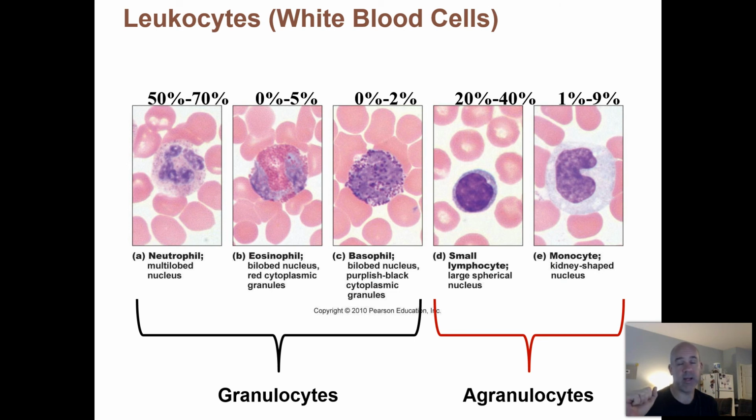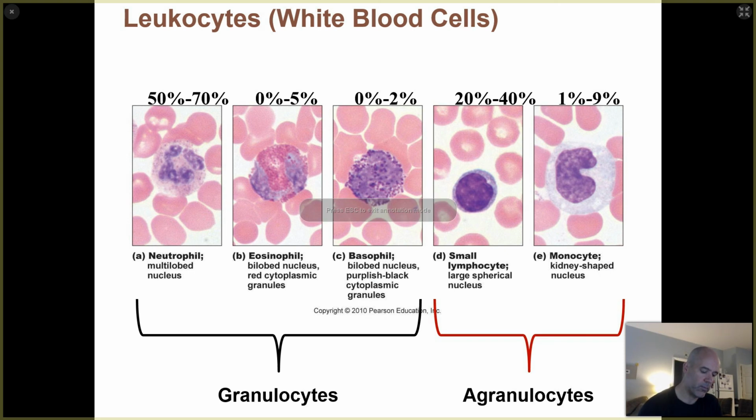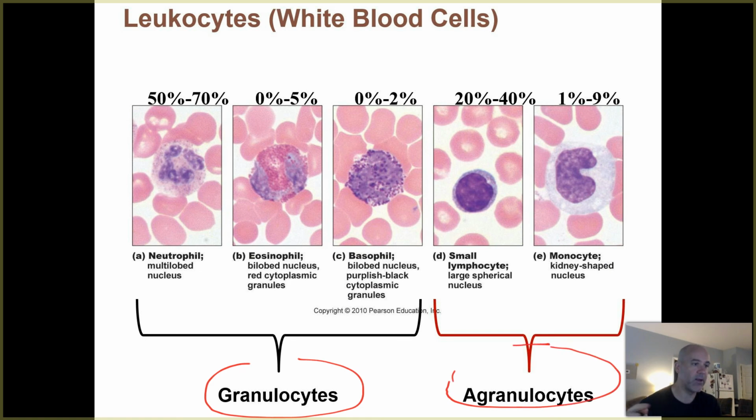Okay, so when you're doing a blood cell identification, the first thing you have to ask yourself is, do I notice any spottiness? If yes, then you're looking at a granulocyte. If no, you're looking at an agranulocyte. So that's the first decision you have to make, granulocyte or agranulocyte. All right, if you have a granulocyte, now what do you do?